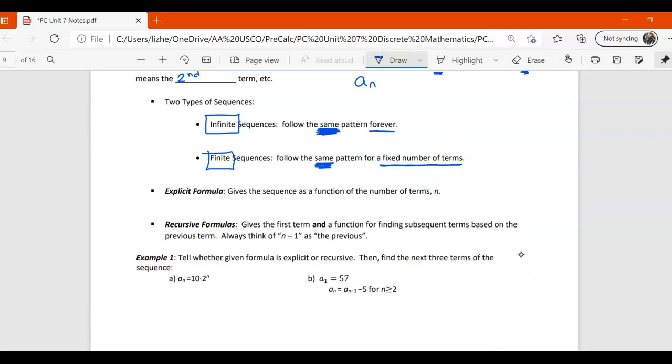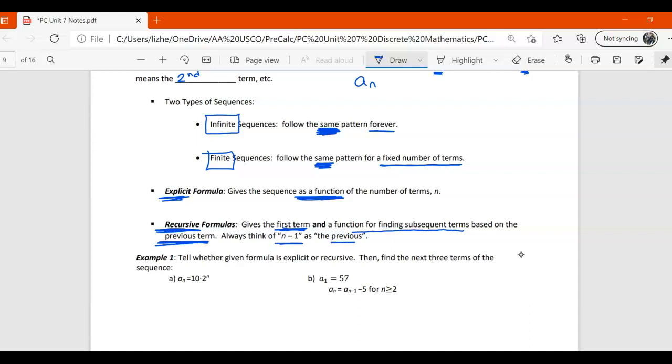One, we can have an explicit formula. An explicit formula gives the sequence as a function of the number of terms. So this explicit formula is going to look just like an equation, versus a recursive formula. And the recursive formula gives the first term and a function for finding subsequent terms based on the previous term.